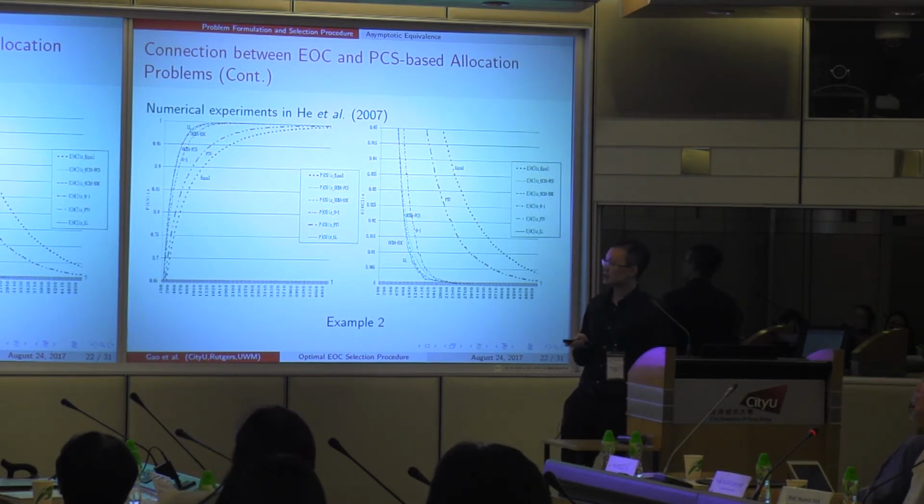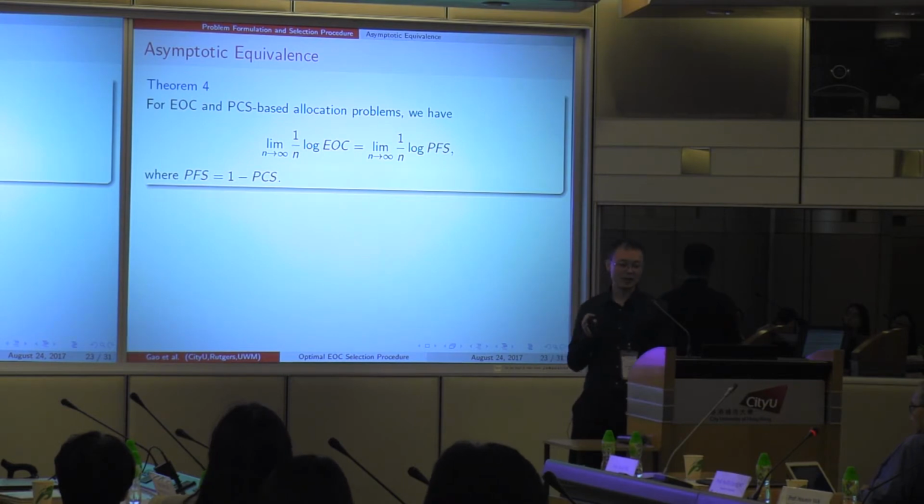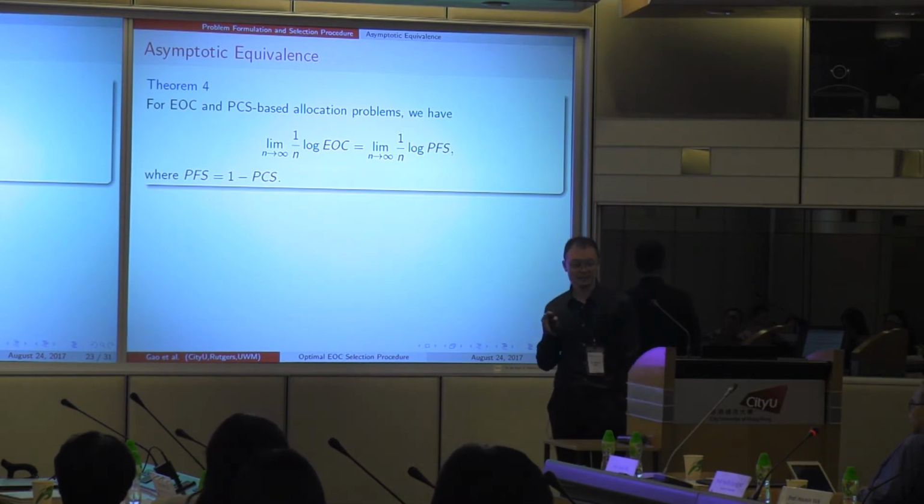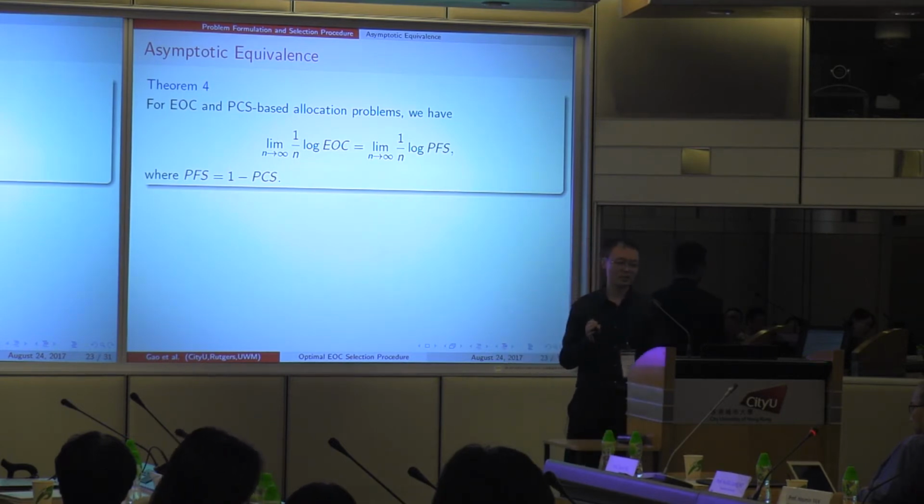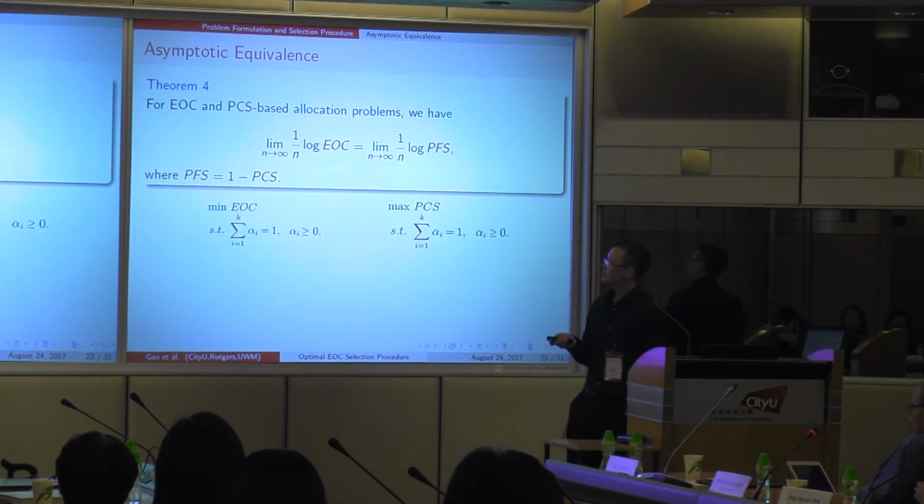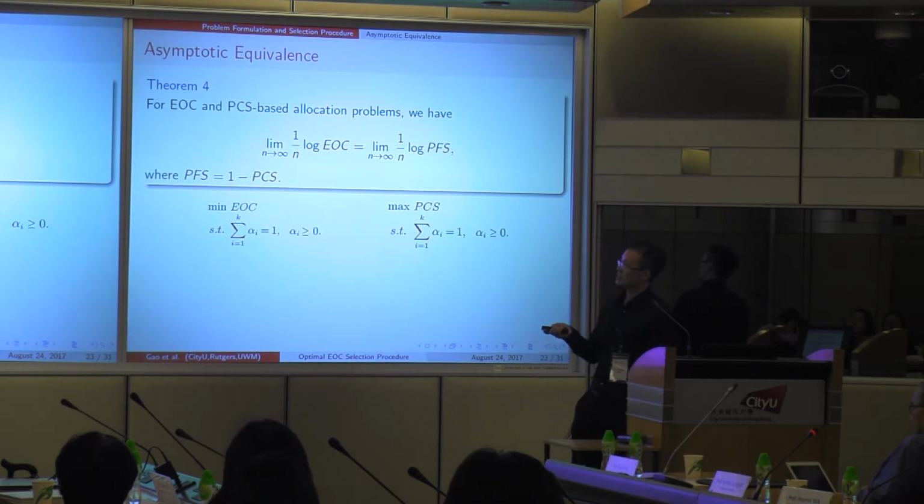So this phenomenon actually can be explained in theory. We can prove that the budget allocations that optimize EOC and PCS as the simulation budget goes to infinity will be the same. So it's not hard to imagine that when the simulation budget is large enough, the budget allocations that optimize EOC and PCS will become very similar. Specifically, we have the EOC-based selection problem like this. We have a PCS-based selection problem like this.